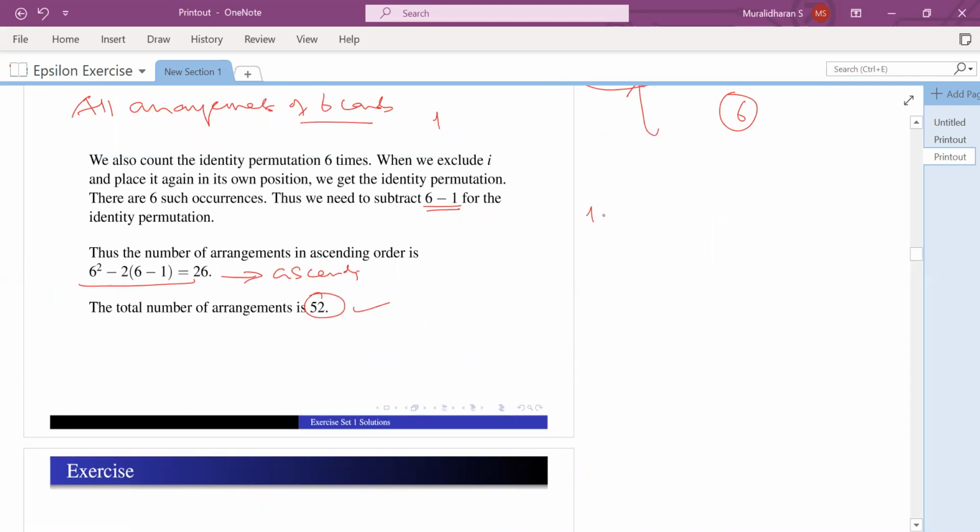I think you have missed how I am coming up with all the permutations. What I am doing is following a method. When you exclude a number and place it again in its own position, you get the identity permutation. I get the same thing. There are 6 such occurrences, so we need to subtract 5. This is counted 6 times when you delete the number and again place it back in its own position. That's why we get 26 and times 2, 52 is the answer.